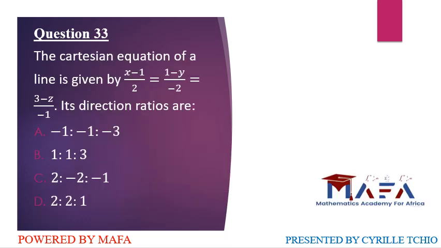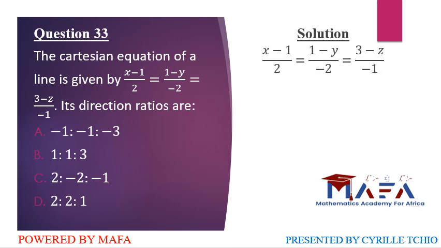Question number 33 says the Cartesian equation of the line is given by (x minus 1) over 2 equals (1 over y) over negative 2 equals (3 minus y) over negative 1. The solution is pretty simple, because that's a line given to us. If you notice, there is a negative down here, and these sides have been inverted. There is also a negative down here, and these ones have also been inverted.